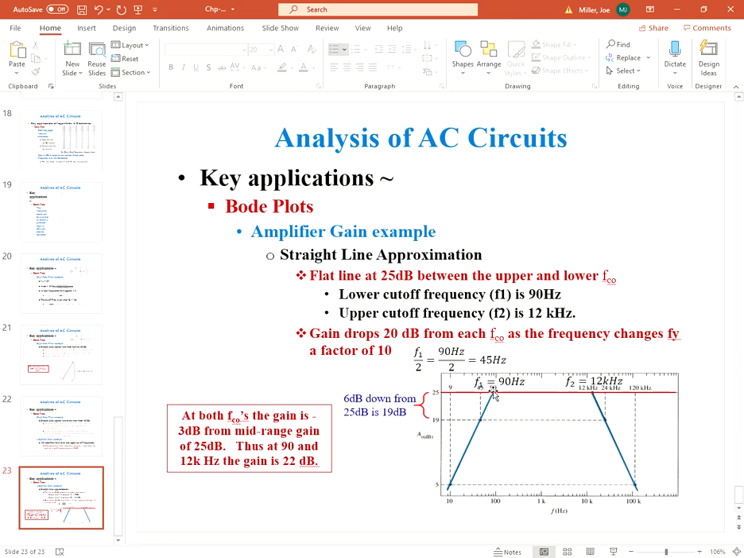Now, at both of these cutoff frequencies or knee frequencies, the actual gain would be 3 dB lower, so it would be 22 dB, about halfway, but the actual gain would be here. So the actual gain, whether measured or plotted, will always be on the inside of these lines. And the place where they're most off is right at the knee frequency. They're 3 dB lower.